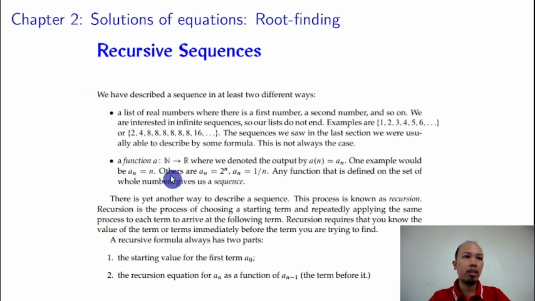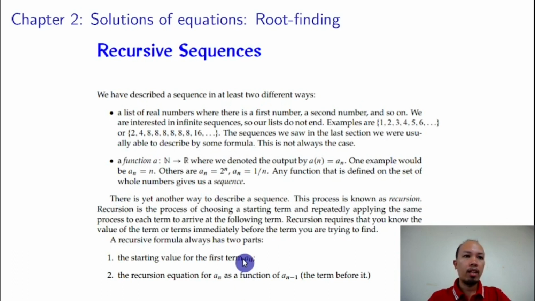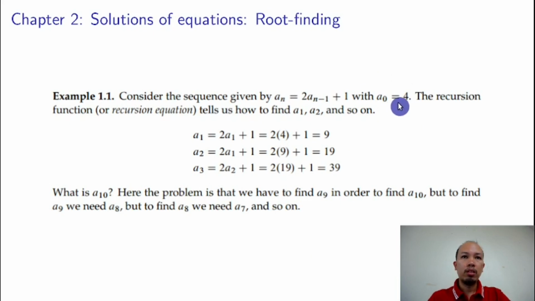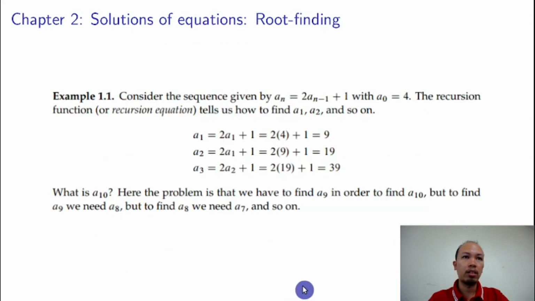Okay, so for example, I will illustrate this statement here. In example 1.1, as you can see here, a sub n is equal to 2 times a sub n minus 1 plus 1, with a sub 0 equal to 4. So this is what I have told you, that it has a starting value which is equal to 4, and the formula, the recursion equation for a sub n in terms of the previous terms, as you can see here.